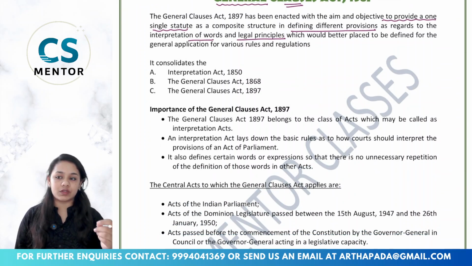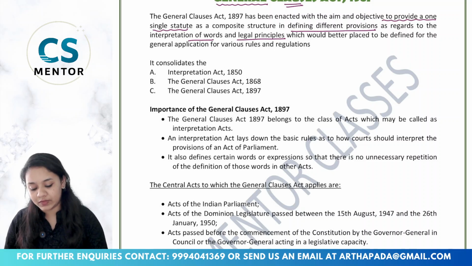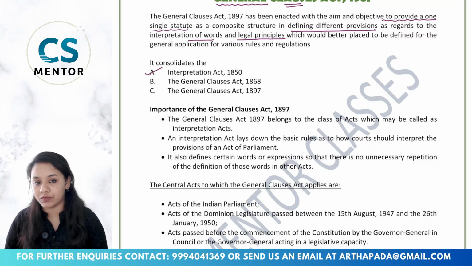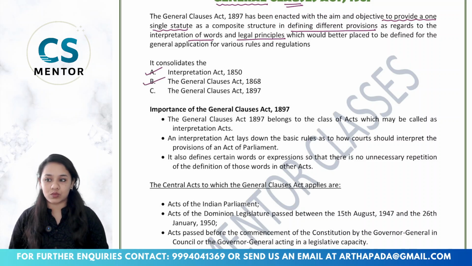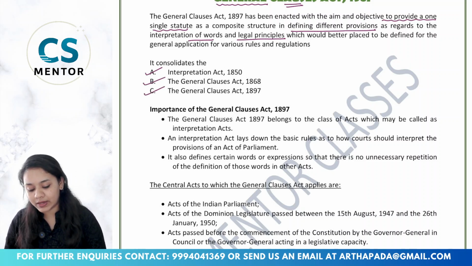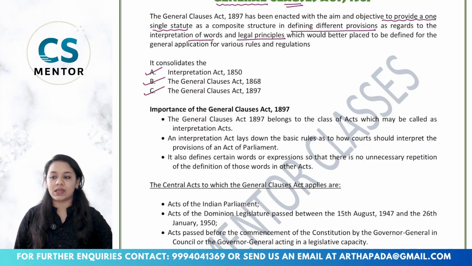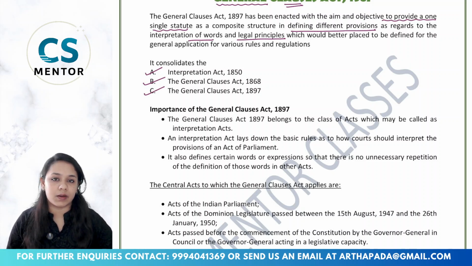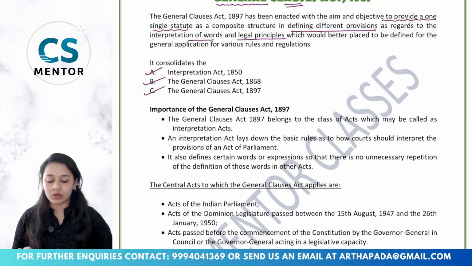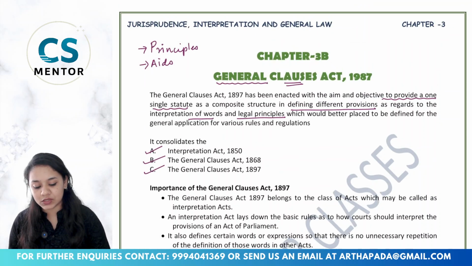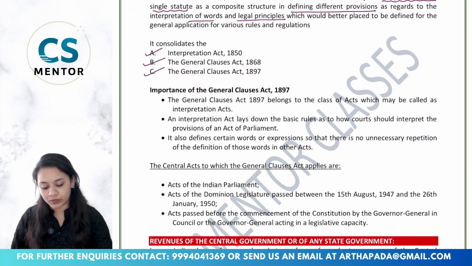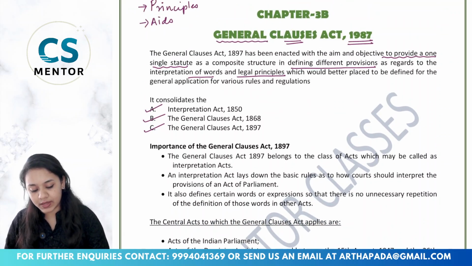Now, if you have to see the history of the General Clauses Act, we have the Interpretation Act of 1850. Then in 1868, the first General Clauses Act was passed, and then in 1897, the second General Clauses Act was passed. So right now, what we are following is the General Clauses Act of 1987. My bad. I think this is 1897.